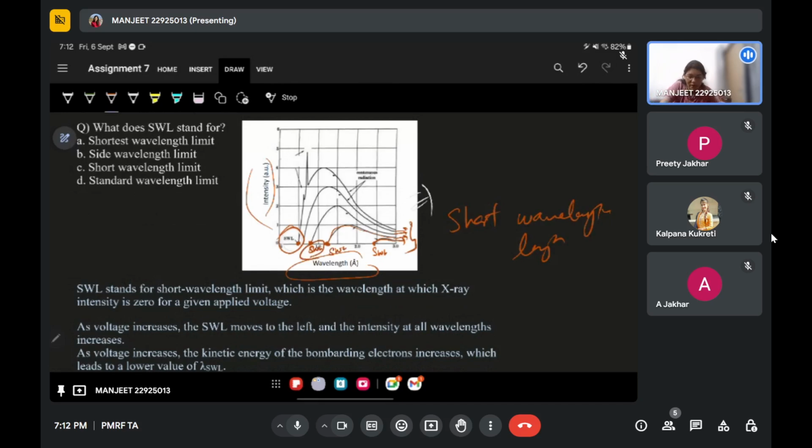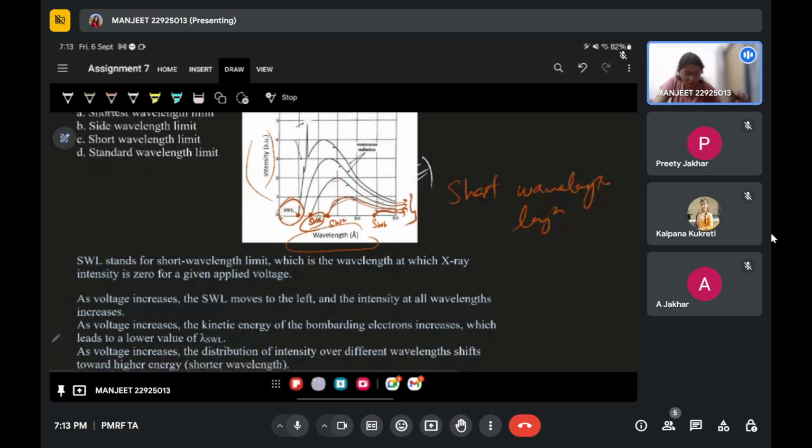SWL is the limit where your intensity becomes zero, because if I plot intensity versus wavelength, we get this kind of graph. The wavelength where intensity becomes zero will be your SWL limit. As my voltage increases in this direction, my SWL limit decreases, going toward zero. So if my voltage increases, the SWL moves to the left, and the intensity of all the wavelengths increases.